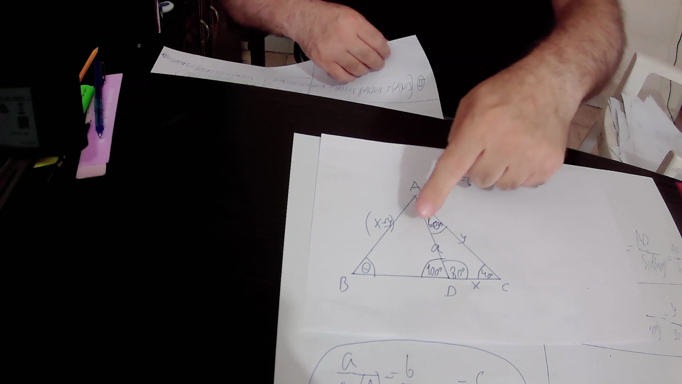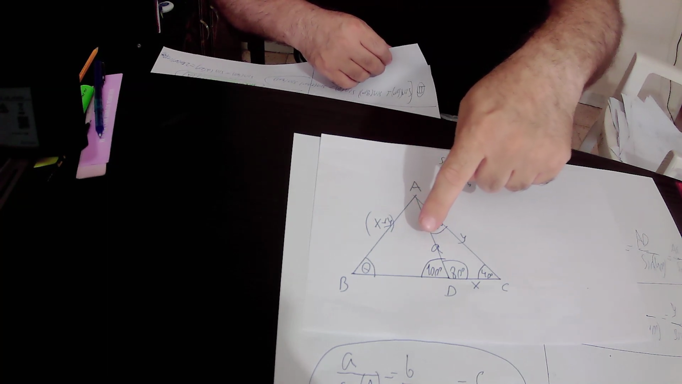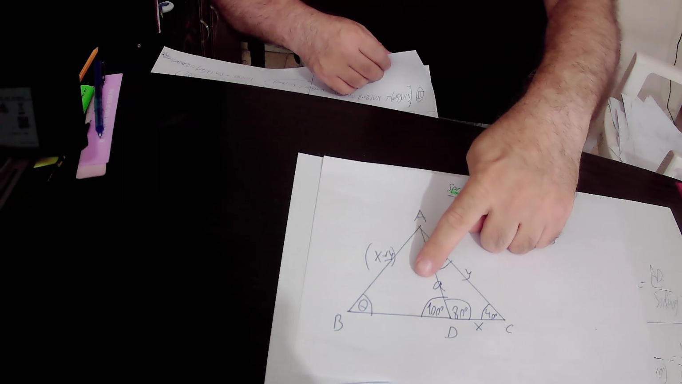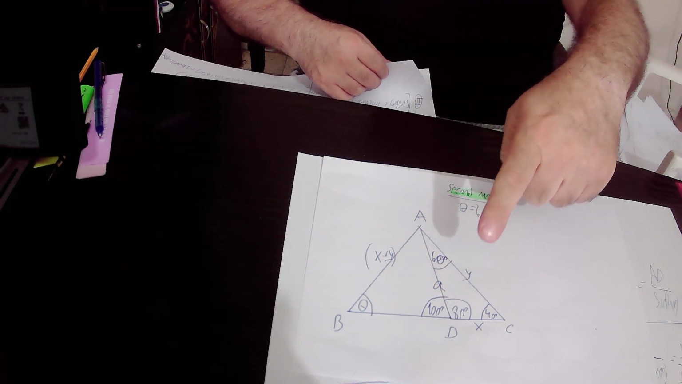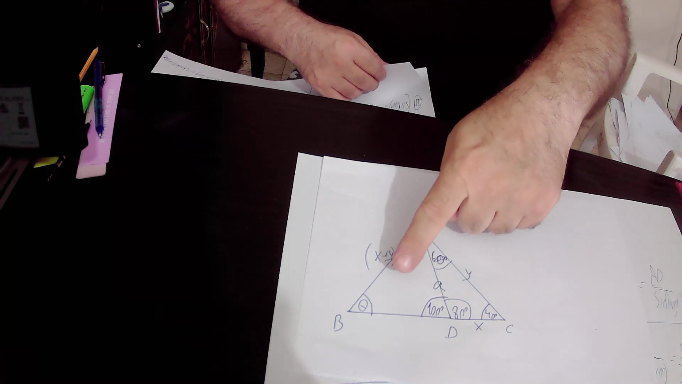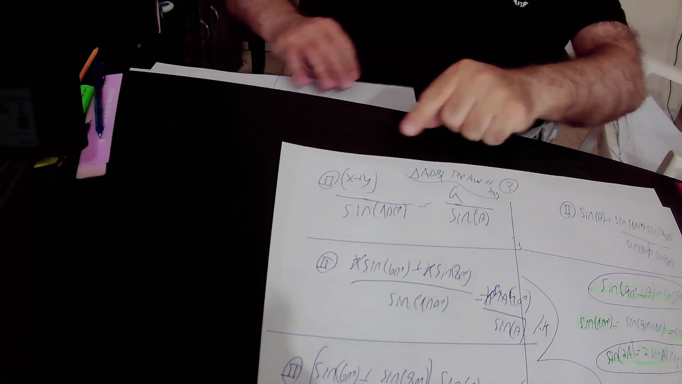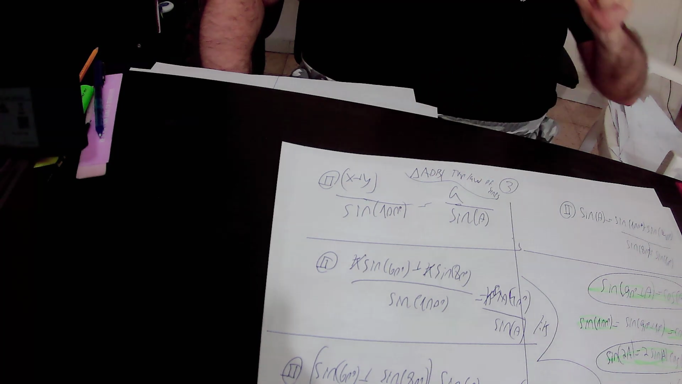Then we focused on this triangle ADB, and we implemented the law of sines in this triangle ADB. According to the law of sines, we will get that (x plus y) over sine 100 degrees equals a over sine theta. I repeat again, (x plus y) over sine 100 degrees equals a over sine theta according to the law of sines.